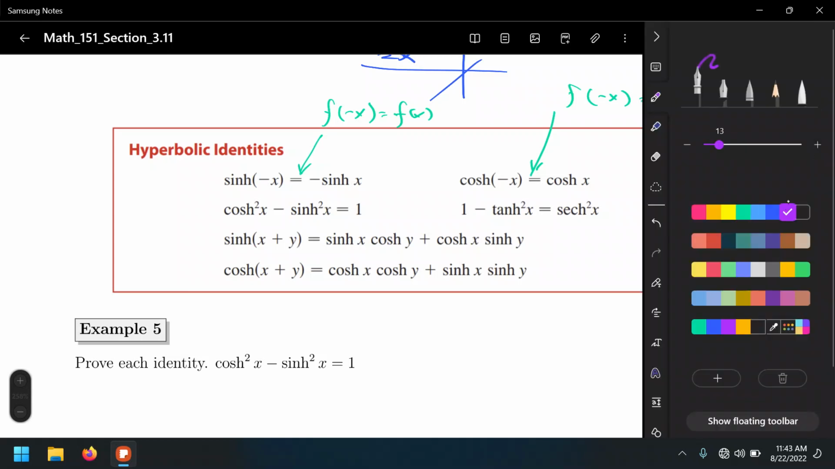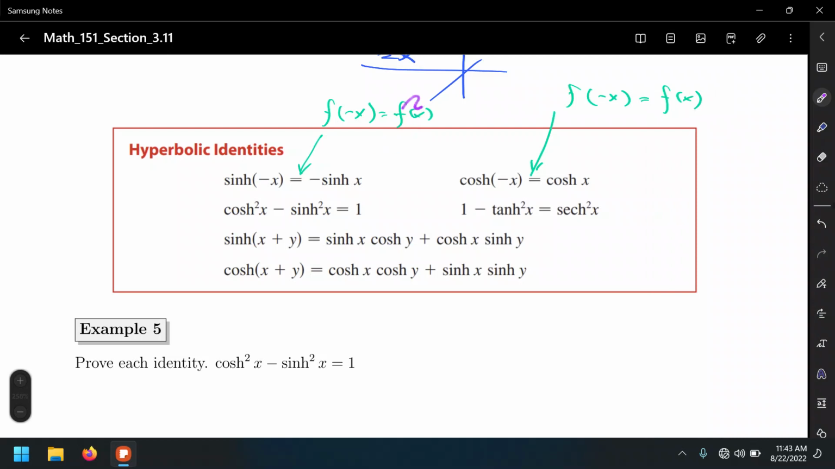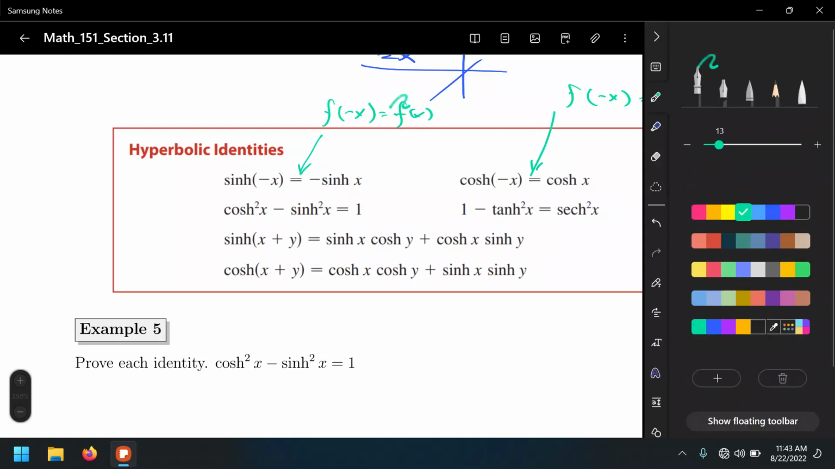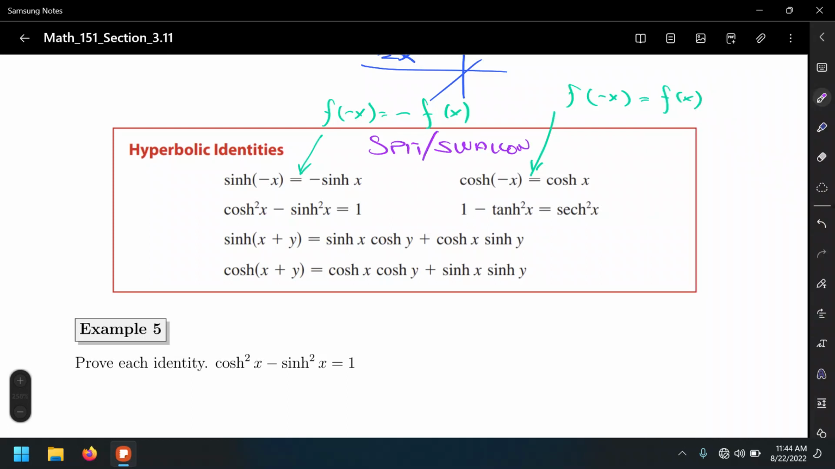Another funny name for this idea is the spit-swallow property. So what happens with an odd function? It actually spits the negative sign, but in an even function it swallows the negative. You don't see the negative sign anymore, right? So that's what happens between even and odd functions, and that's another property that gets inherited from the trigonometric functions.